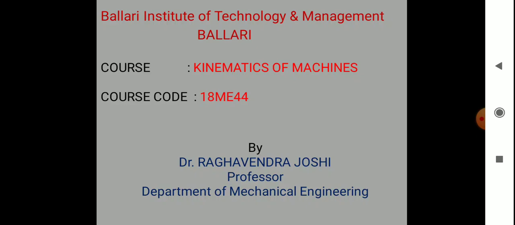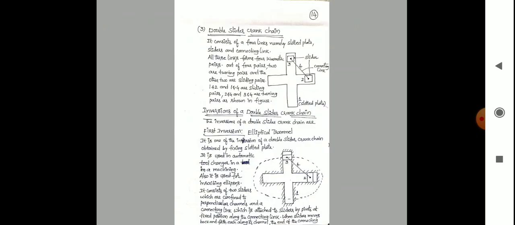Now, moving on to the third type of kinematic chain, that is double slider crank chain. As shown in the figure, it consists of 4 links, namely slotted plate, sliders and connecting link. All these links form 4 kinematic pairs. Out of 4 pairs, 2 are turning pairs and the other 2 are sliding pairs.